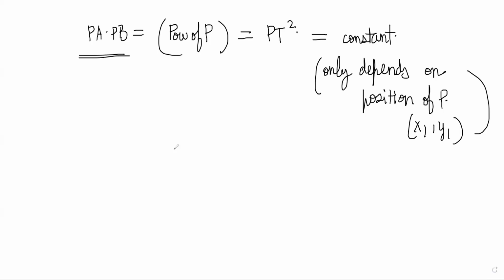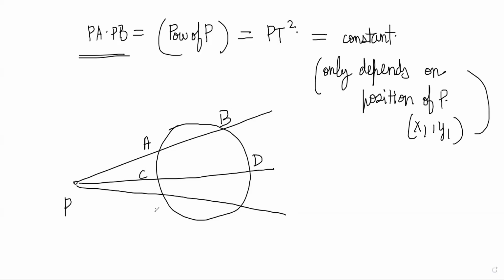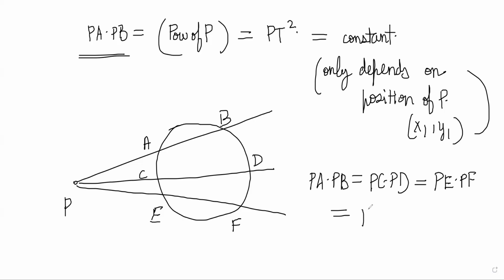So basically what we are saying is, if you have a circle and a point P is fixed, you can draw any set of secant lines, PA, PB, PC, PD, PE, PF. So PA times PB is equal to PC times PD is equal to PE times PF, and all are equal to PT², where PT is the length of the tangent to the circle, right? So this is the consequence of power of a point.